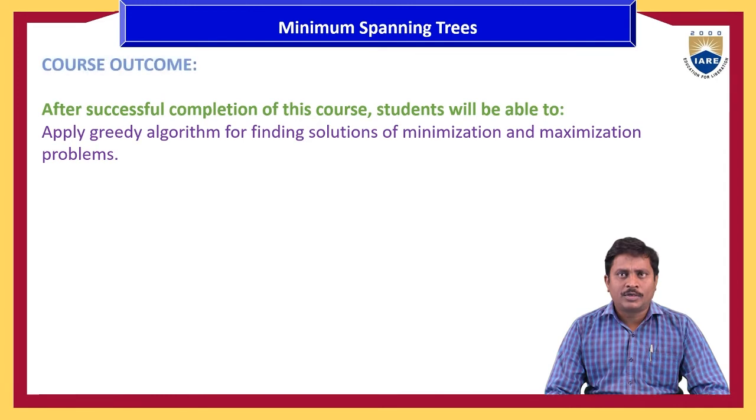Now, the course outcome for this chapter is: after successful completion of this course, students will be able to apply greedy algorithms for finding solutions of minimization and maximization problems. So, at the end of this course, using greedy algorithms, the students will easily solve problems and also find the minimization and maximization of those problems.